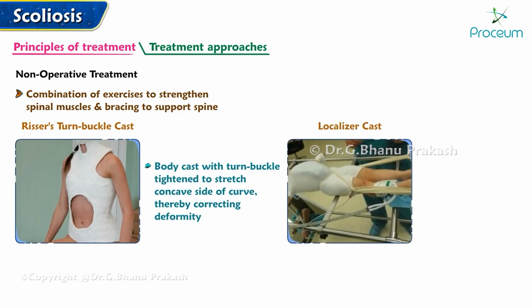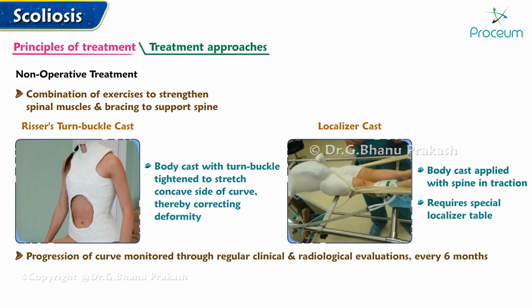The localizer cast. This is a body cast applied with the spine in traction and requires a special localizer table. The progression of the curve is monitored through regular clinical and radiological evaluations, typically every 6 months.